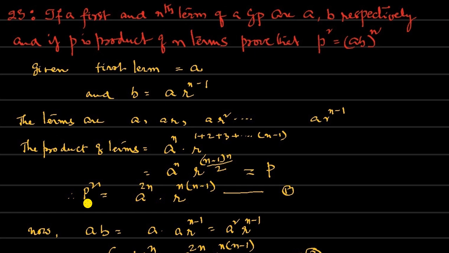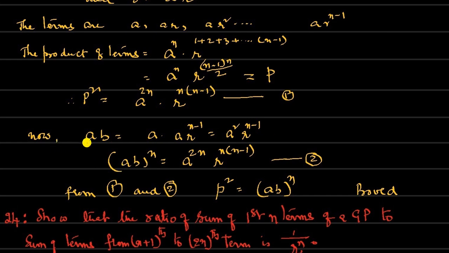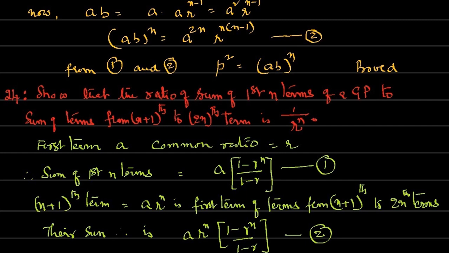So, what is P square? P square is a power 2n, and when you square this up, the 2 will go, r power n into n minus 1. That is number 1. Now come to ab. a times b is a square times r power n minus 1. Raised to the power of n, we get the same thing as this. So from 1 and 2, P square is ab to the power of n.